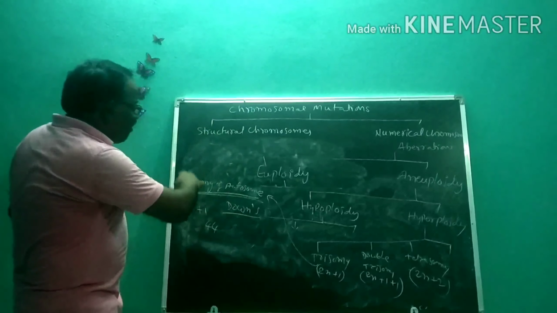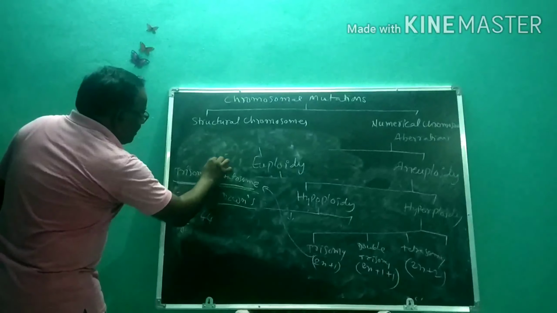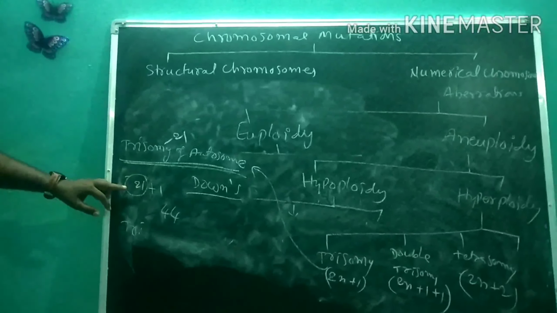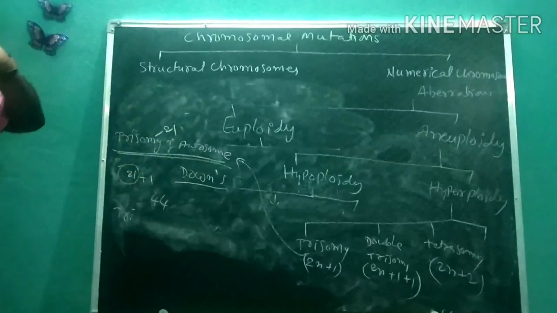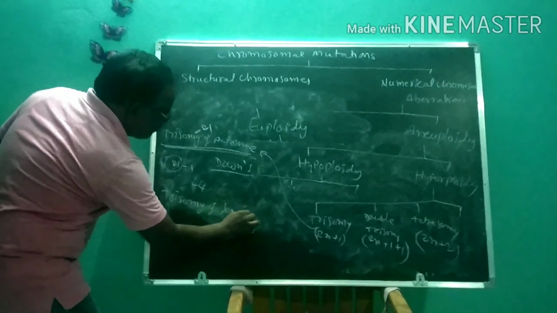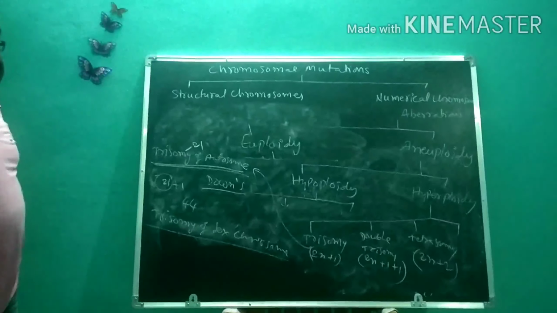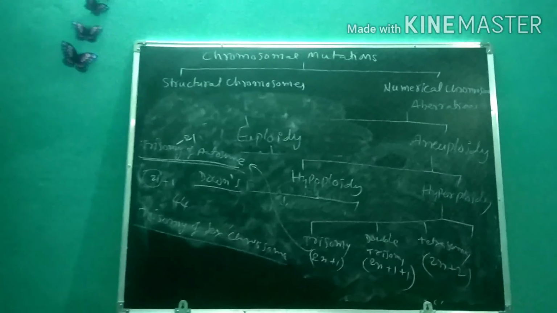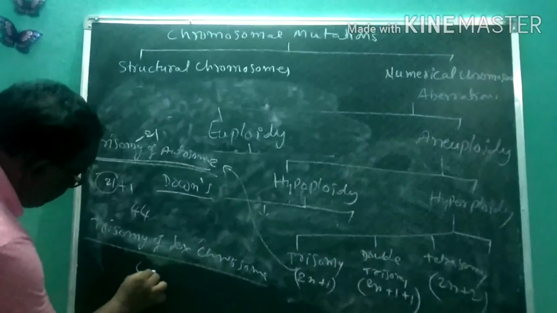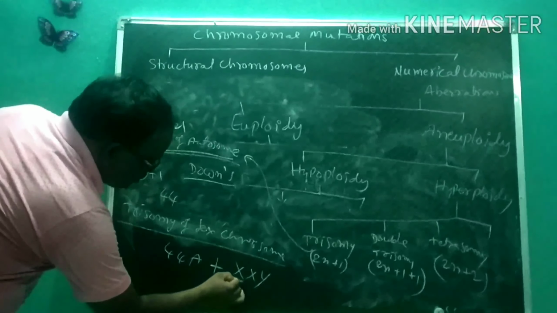Next one, trisomy of sex chromosome. Trisomy is also called trisomy 21. Why? Because of addition of an autosome at the place of the 21st autosome. That's why it's also called trisomy 21. Next, trisomy of sex chromosome. Why? Because in the sex chromosome, one is additional. XY is there, and one X chromosome is added extra. So that's why 44 autosomes plus XXY. So here the X chromosome is extra.